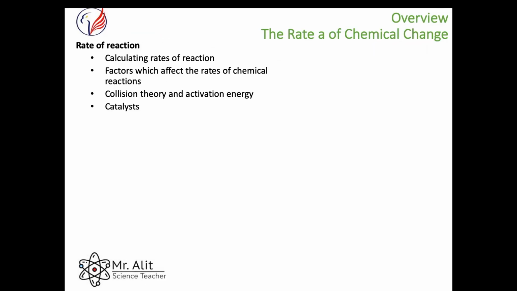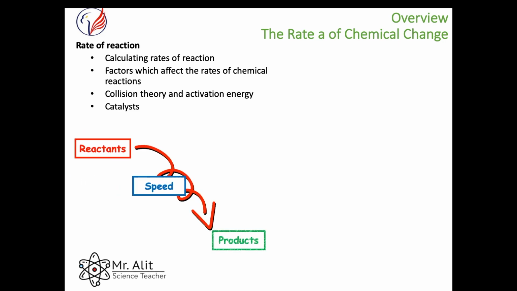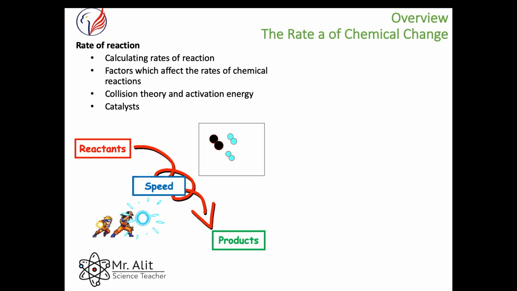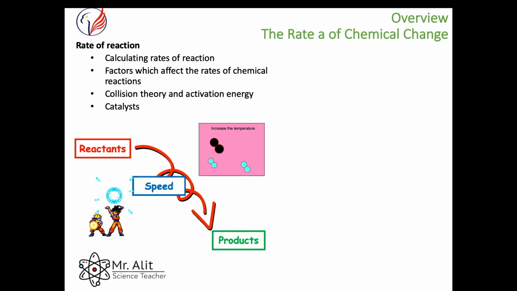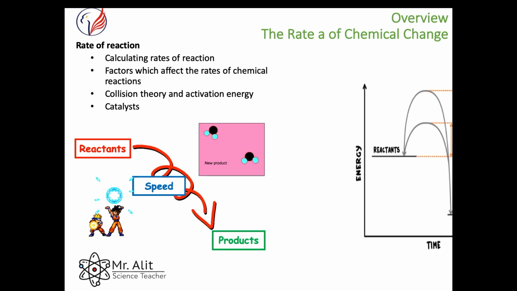Before we start the lesson, here's the overview of this learning video. When we're talking about the rate, it just refers to the speed with which the reactants get turned into the products, including all the factors which affect the rate during chemical reactions and how the particles are behaving, which refers to the collision theory and the amount of energy needed to produce the products. And we will also see how we can measure this rate and how to show it on graphs, like this.